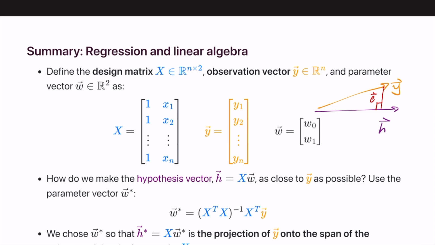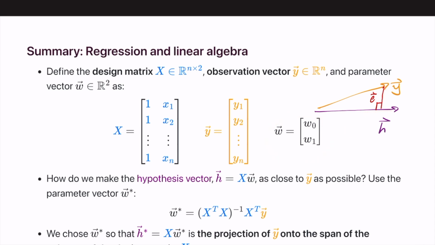But keeping this picture in mind, that the error vector is orthogonal to H, and that's the thing we're trying to minimize, and that's how we get to this becoming orthogonal whenever this W vector is W star, the optimal vector.